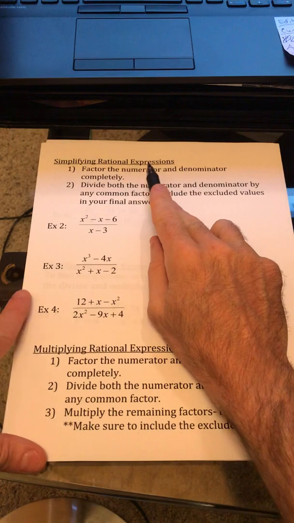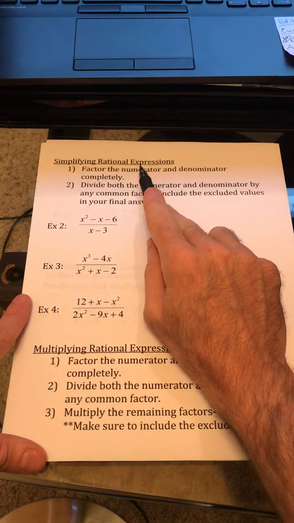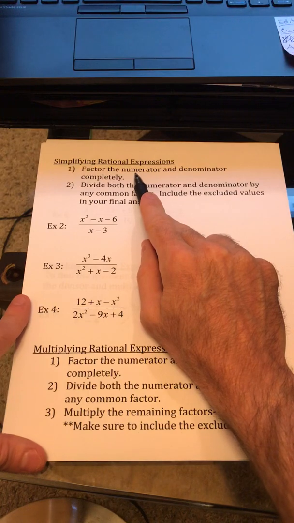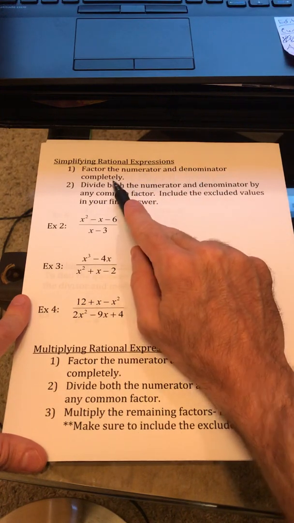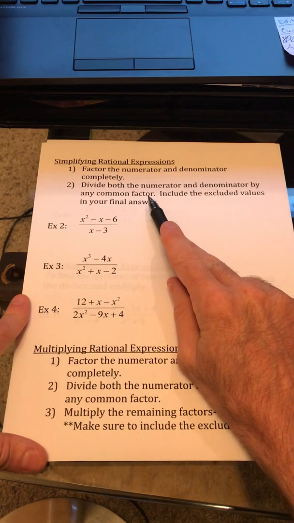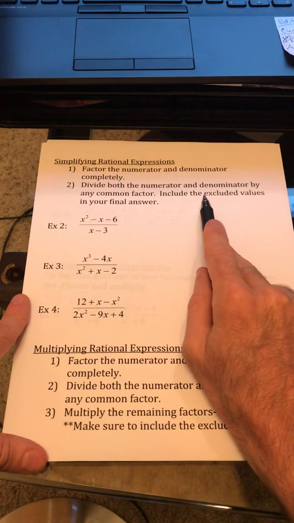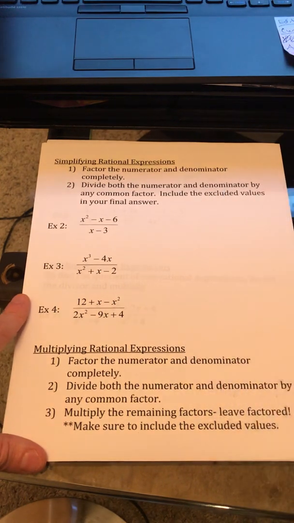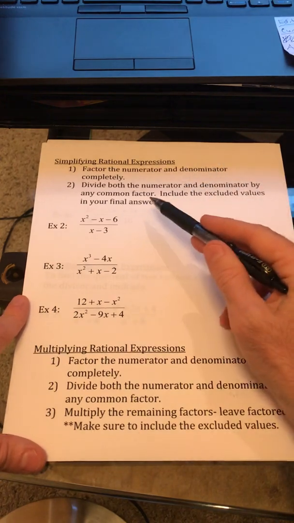Now, simplifying rational expressions. Before anything is simplified, you always need to factor numerator and denominator if possible. Then divide numerator and denominator by any common factors, which I will show you what that means. And then we also want to include the excluded values or the restrictions in your final answer.